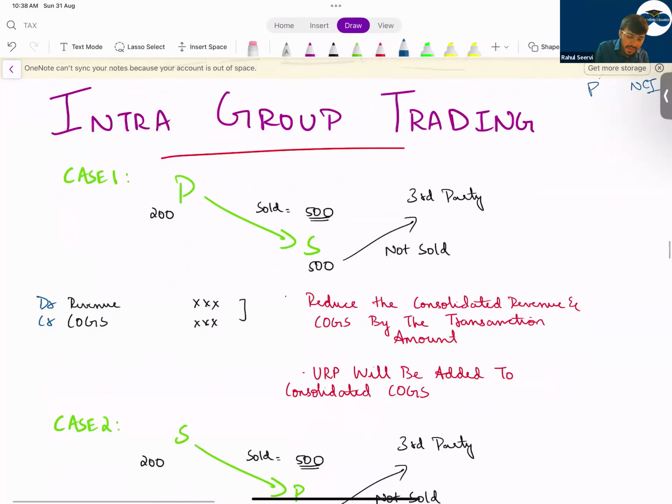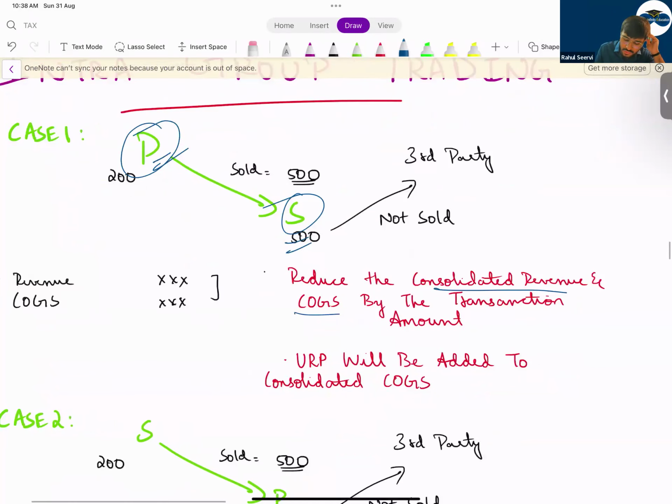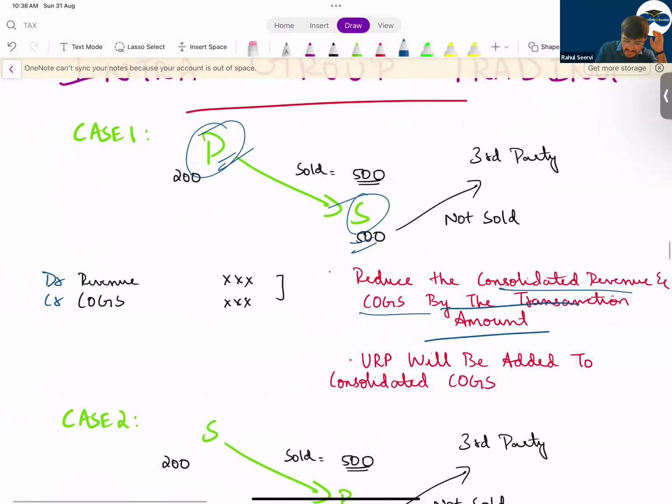So see now, parent company selling to subsidiary company. Here you have to do two things. Parent company will record revenue, subsidiary company will record purchase. So first thing is what? Reduce the consolidated revenue and cost of goods sold by the transaction amount. Whatever is the transaction amount. Can I say the transaction amount is, let's say, 500? You'll reduce it. Reduce revenue and cost of goods sold.